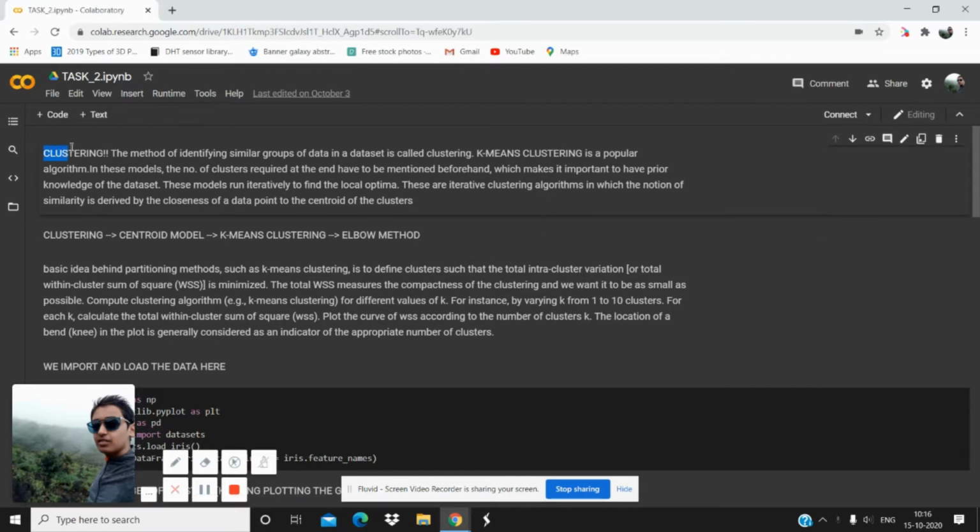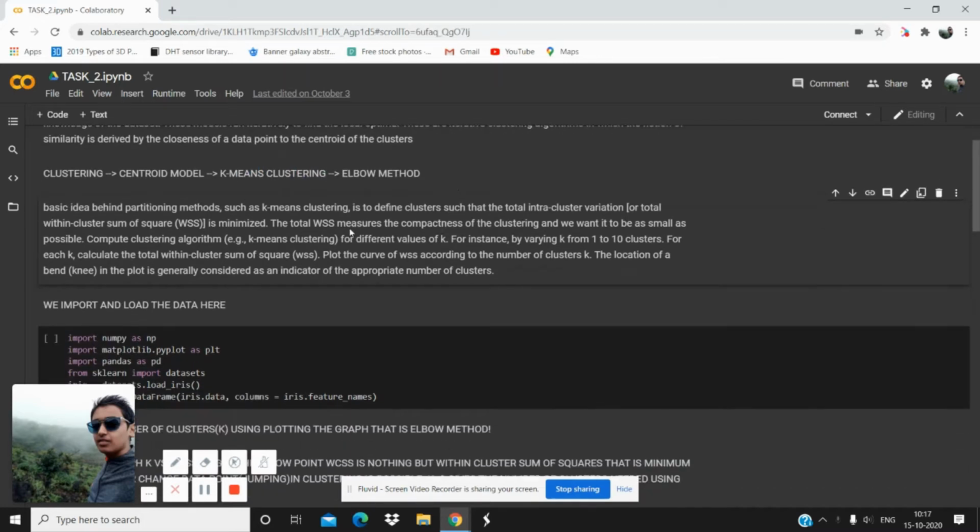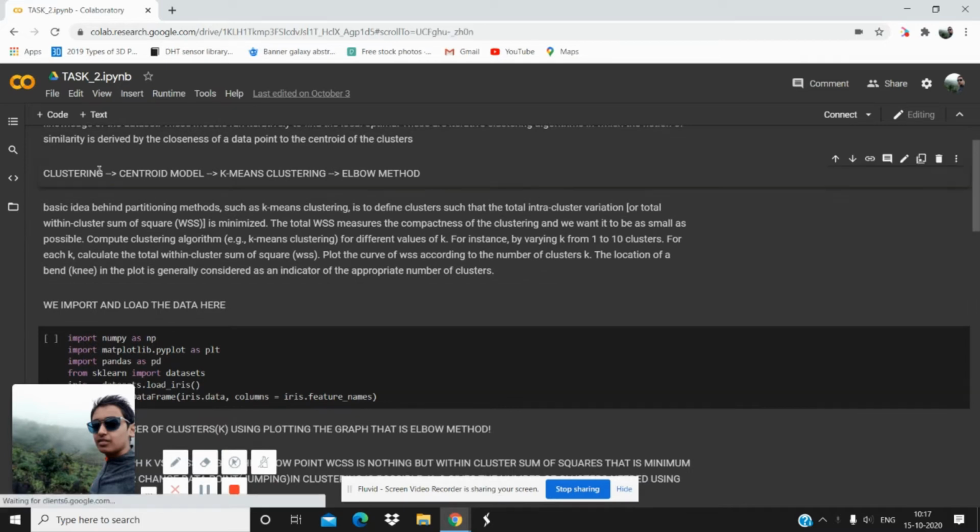We learned about the clustering problem, and we learned about the centroid model. The centroid model is nothing but an algorithm to solve the clustering problem. Then we learned about k-means clustering, which is nothing but a popular method to solve the clustering problem.